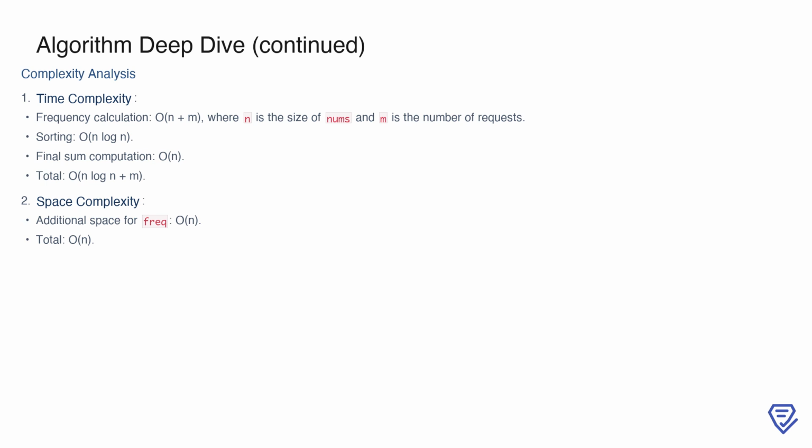Second, sorting the nums and frequency arrays takes O(n log n). Finally, computing the weighted sum of the products is O(n). Combining these, the total time complexity is O(n log n + m). For space complexity, the additional space required is primarily for the frequency array, which is O(n). Thus, the overall space complexity is O(n). This makes the solution efficient and well suited for larger inputs.